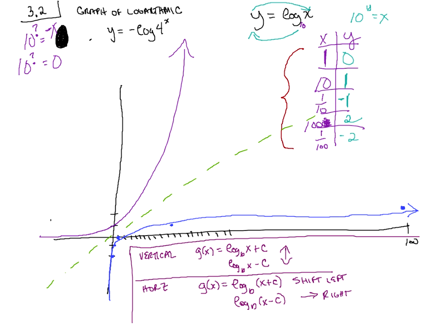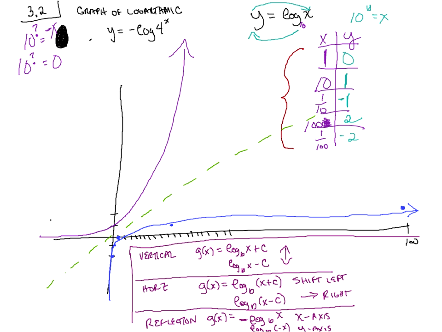Then we have reflection. And that is over one of the axes. So when we have a negative log base b of x, this is going to reflect over the x-axis. And if we have log, I'm running out of room, base b of negative x inside the function, this is going to reflect over the y-axis.